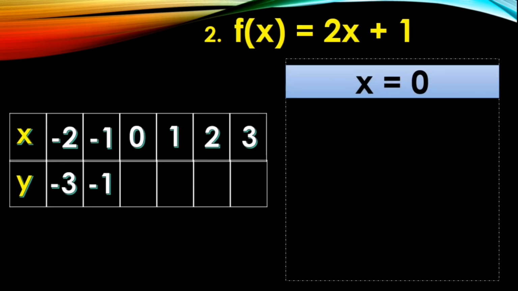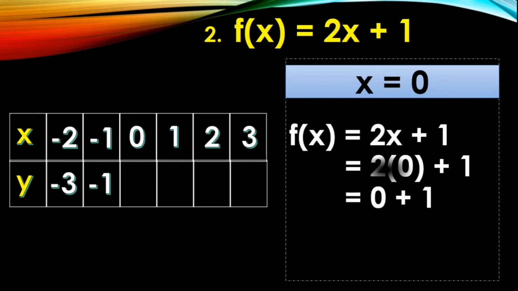If x is equal to 0, what will be the value of y? So copy, f of x is equal to 2x plus 1. Then substitute the value of x, which is 0. So that will become 2 times 0 plus 1. So 2 times 0, that is equal to 0. Copy plus 1. 0 plus 1, that is equal to 1. So if x is 0, then y is equal to 1.